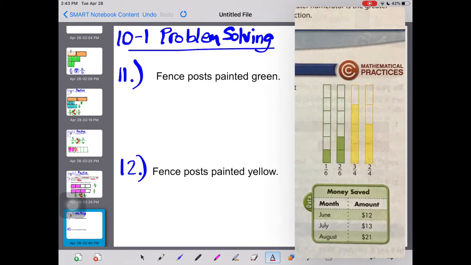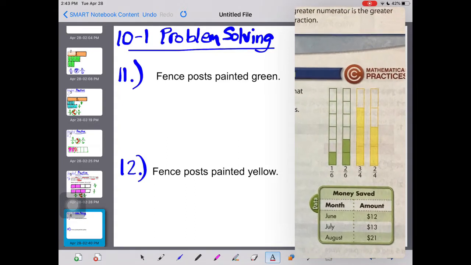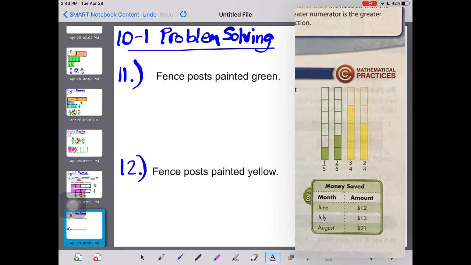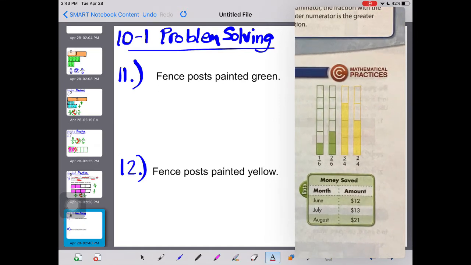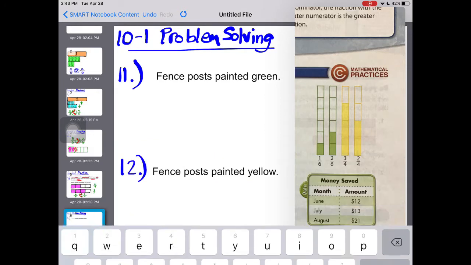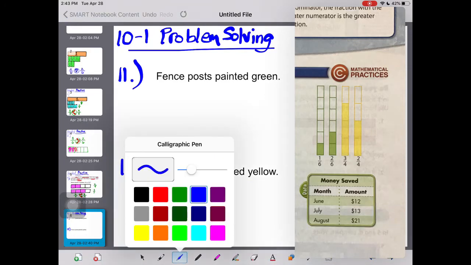All right, so here's what we're going to do. We're going to compare these fence posts. And for number 11, it says, what's greater? So we're going to look at the fence posts that are painted green. So I see the first fence post has 1/6 painted. The second fence post has 2/6 painted. Now in your textbook, I see it says 2/6. Whoops. Holy moly. There we go. Let's get that back. All right.